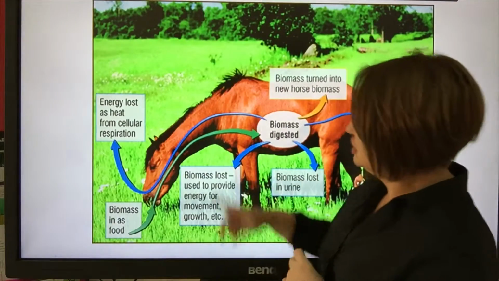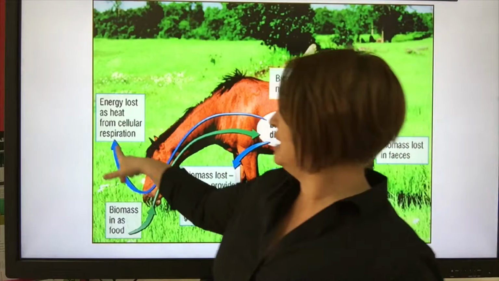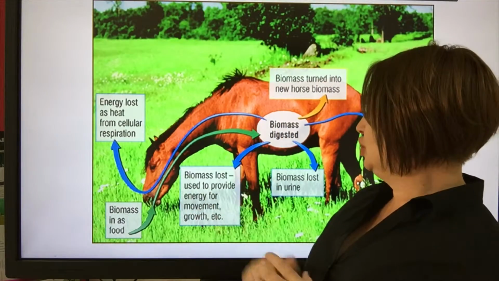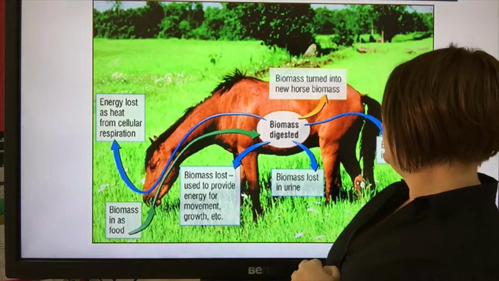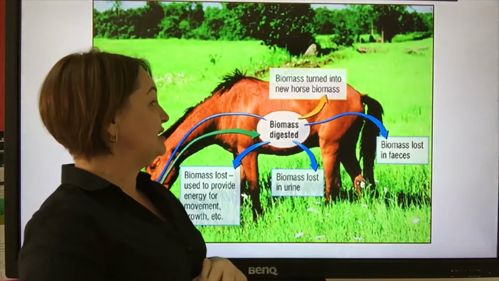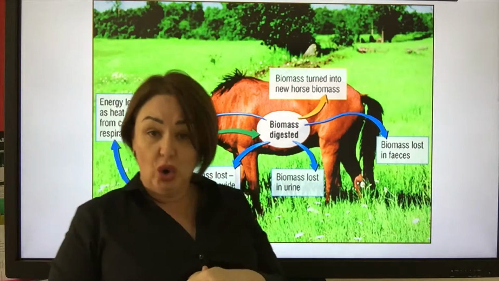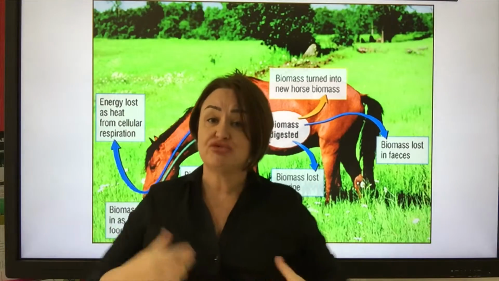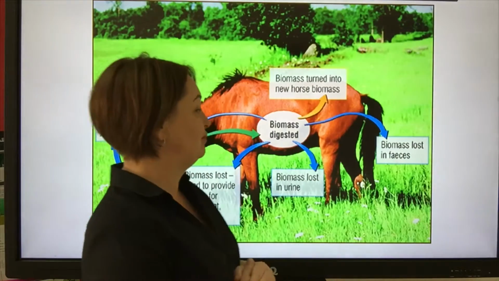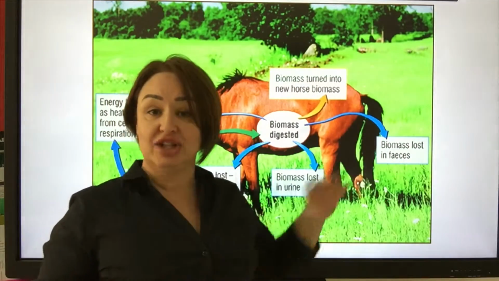So we've got energy is lost as heat from cellular respiration. Biomass is used to provide energy for movement. Biomass is lost in urine. Biomass is turned into new horse biomass because, of course, the horse is growing. It might be developing muscle. It might be repairing its tissue. And biomass is lost in its feces.